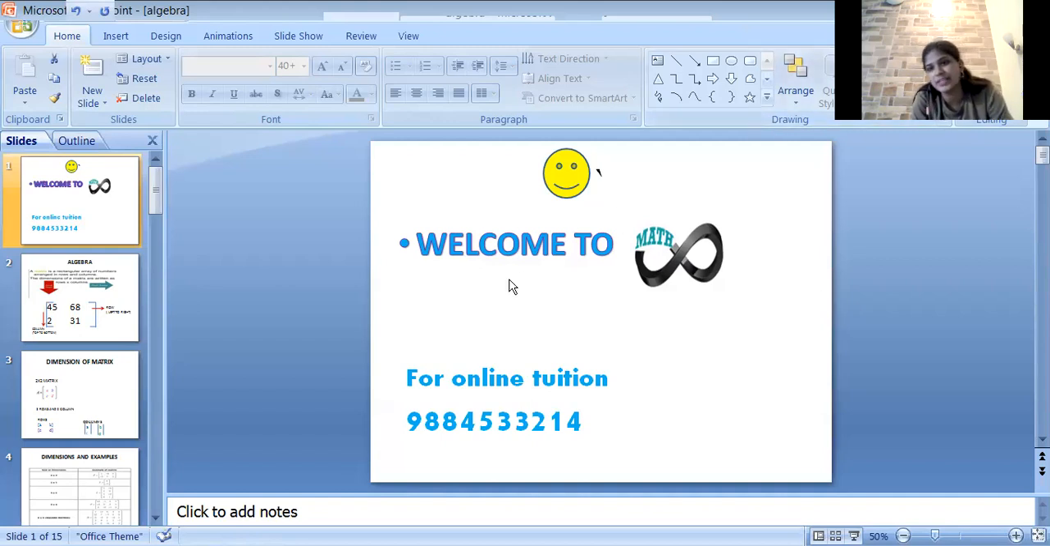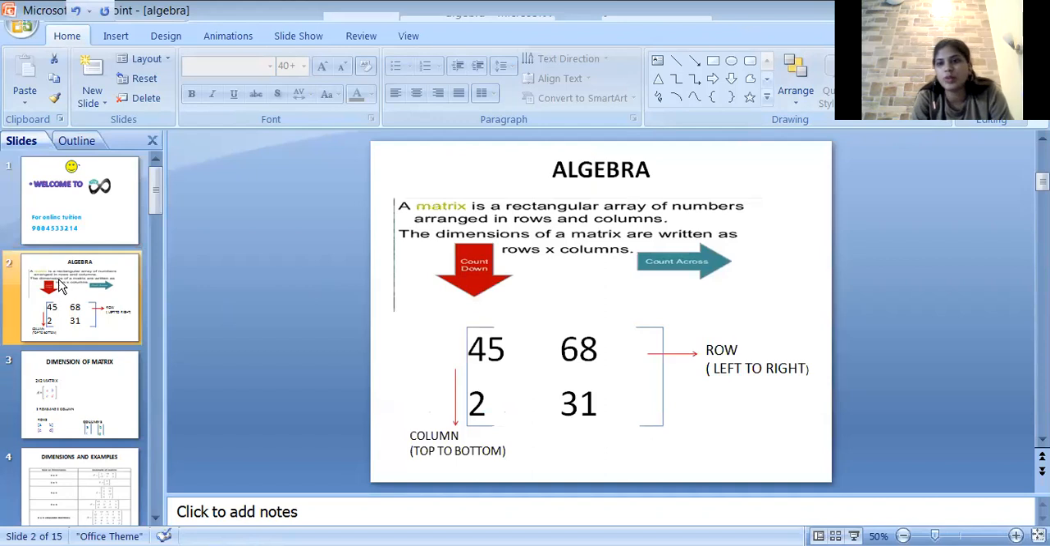And in today's class, we are going to discuss matrix, a basic topic from algebra. We'll move on to the lesson. First, we'll look at the definition of matrix. A matrix is a rectangular array of numbers arranged in rows and columns.